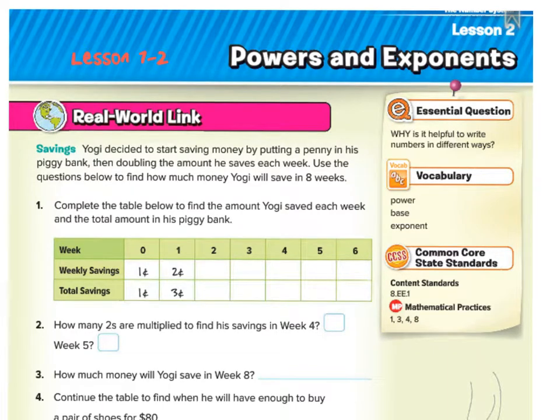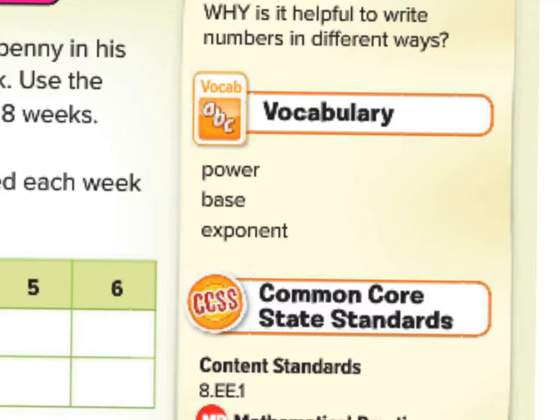Hello everyone, welcome to lesson 1-2, chapter 1, lesson 2, powers and exponents. For this lesson we will use words such as power, base, and exponent.